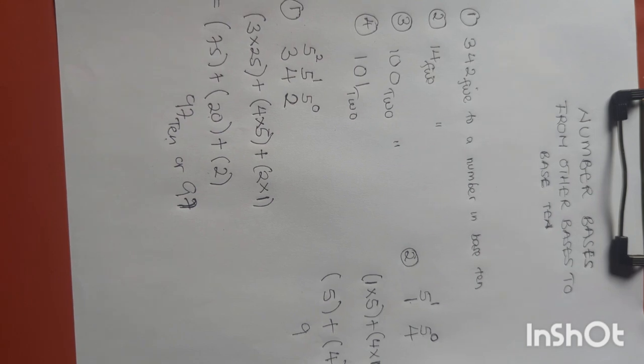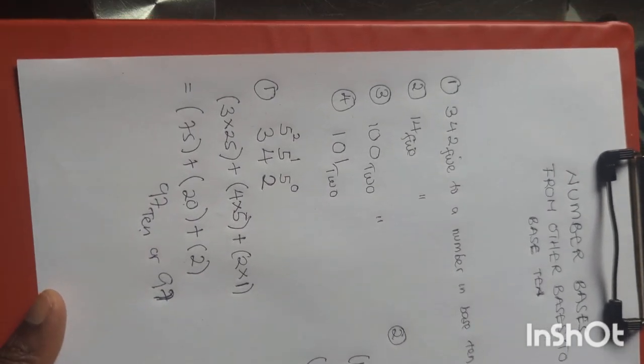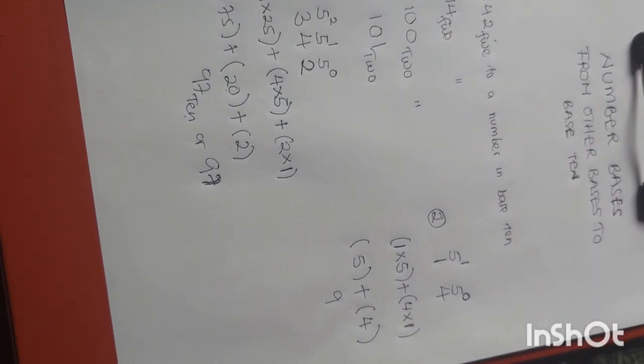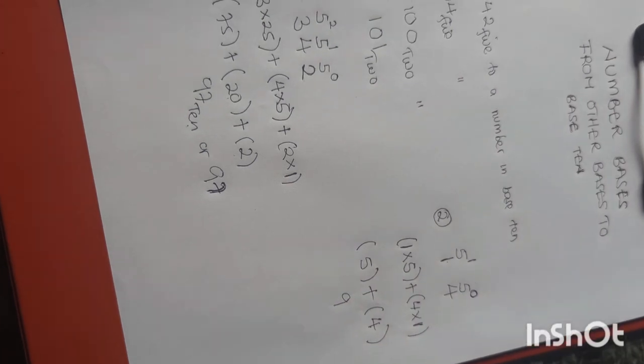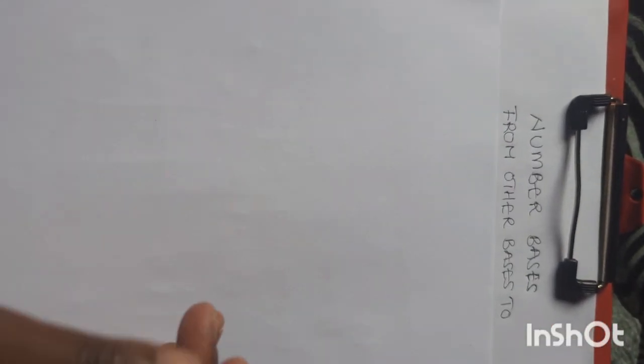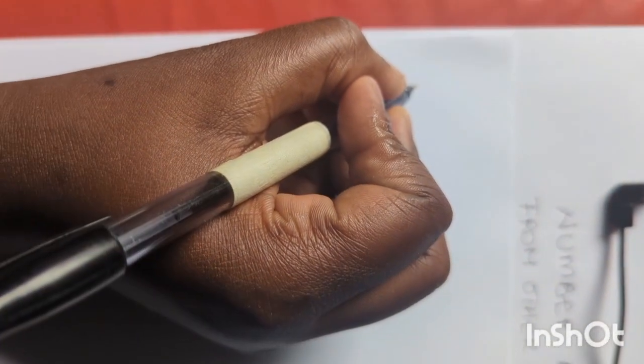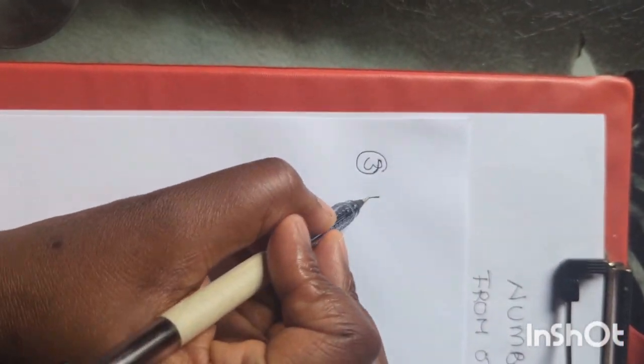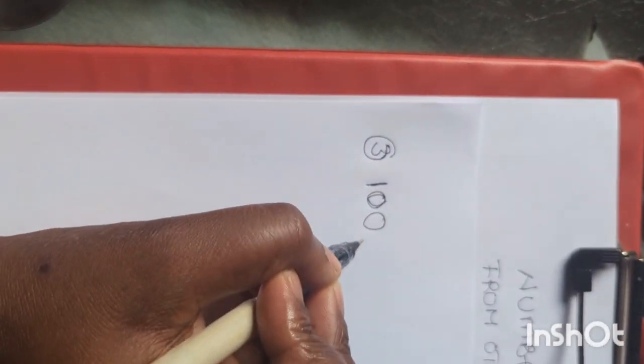So next, we're going to look at example number 3 and 4. Let me just get another plain paper. Okay, here now we're going to solve example number 3 and example number 4. So example number 3 was convert 100 in base 2 to a number in base 10. Okay, so let's convert this.